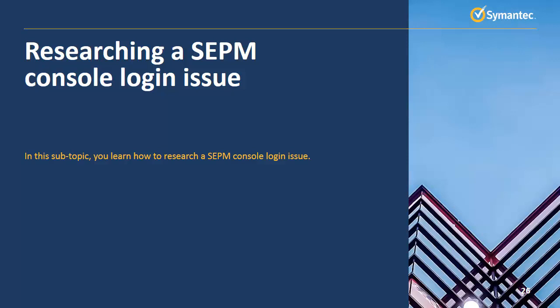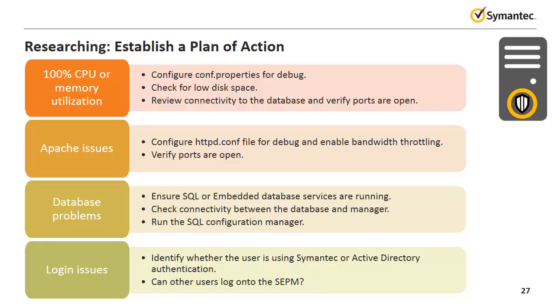When researching symptoms for a SEPM console logon issue, establish a plan of action. I've listed some examples using the scenarios from earlier. When researching symptoms for 100% CPU or high memory utilization, turn on Tomcat Debug and check for low disk space. Also review connectivity to the database and verify that ports are open.